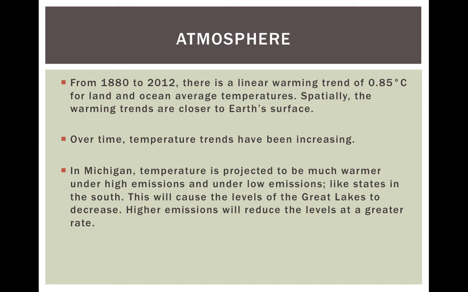From 1880 to 2012, there is a linear warming trend of 0.85 degrees Celsius for land and ocean average temperatures. Spatially, the warming trends are closer to the Earth's surface. Over time, temperature trends have been increasing.